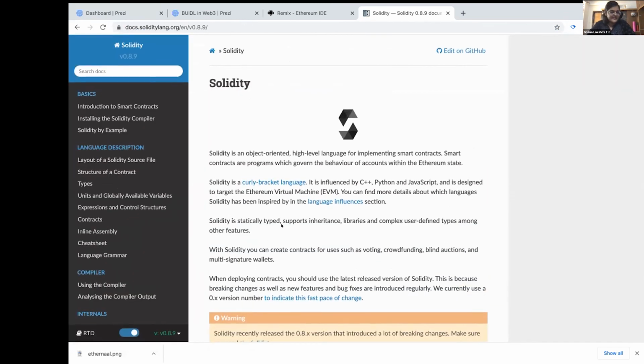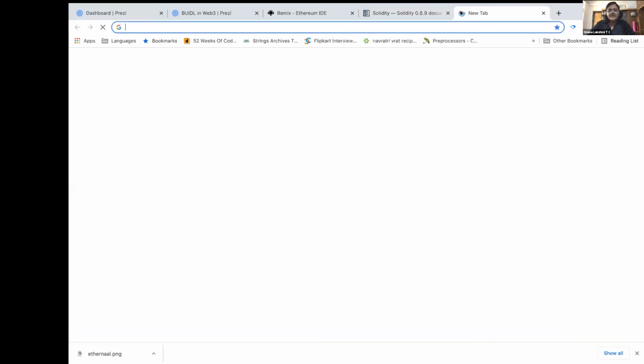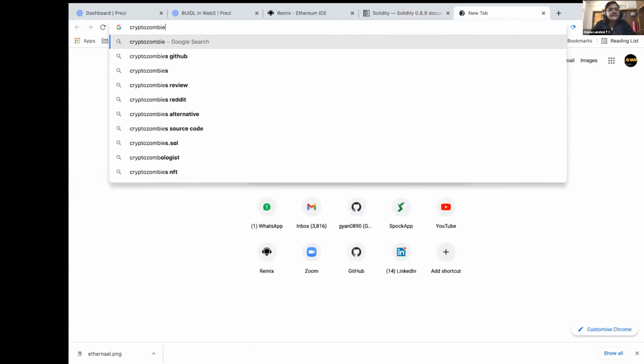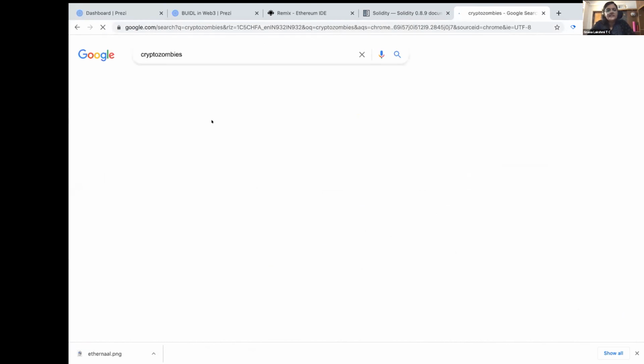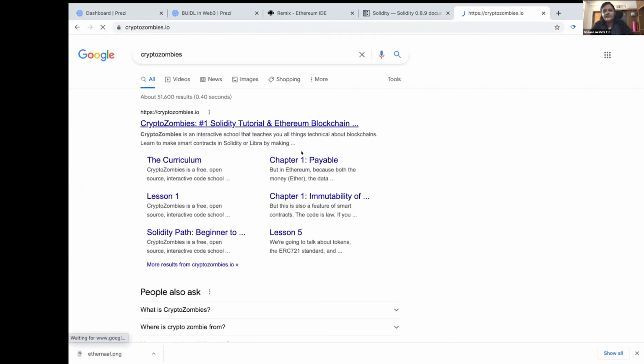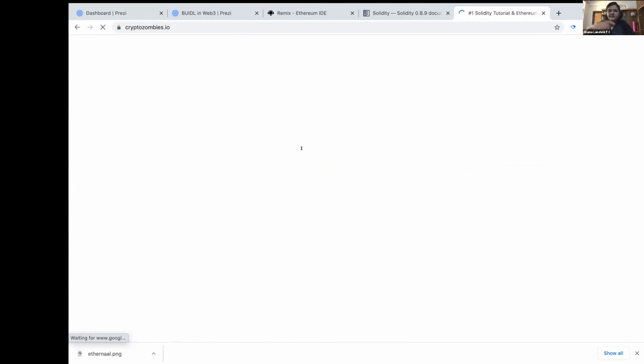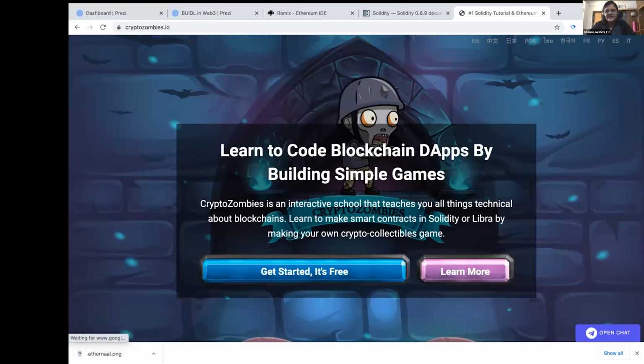But if you find this too overwhelming, there are a lot of different things like CryptoZombies, which is a gamified way of learning Solidity. So this is like a small game where you build your own zombie and you try to learn to write your own smart contracts. It's very fun.